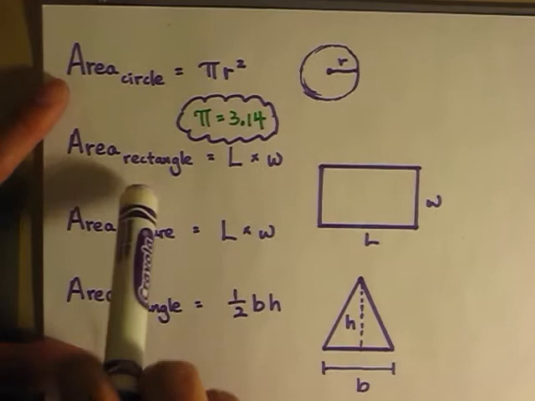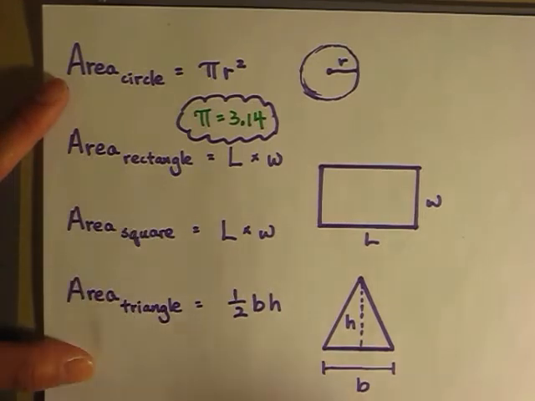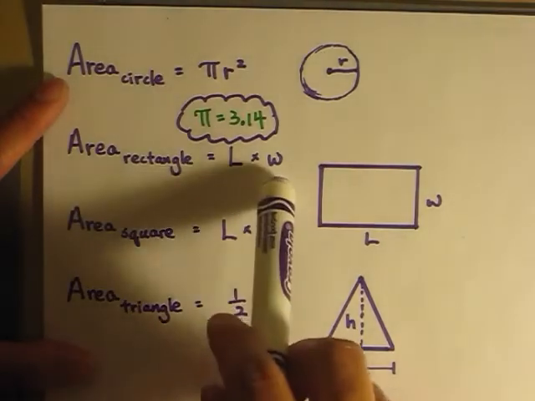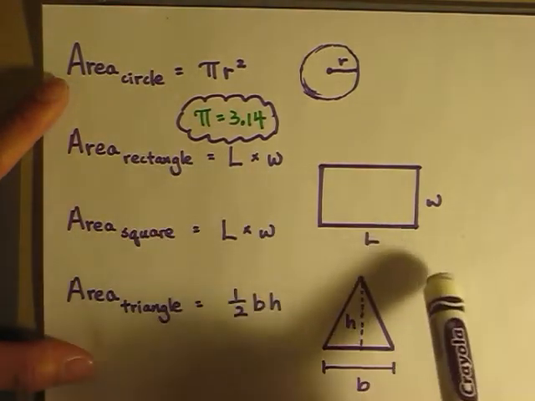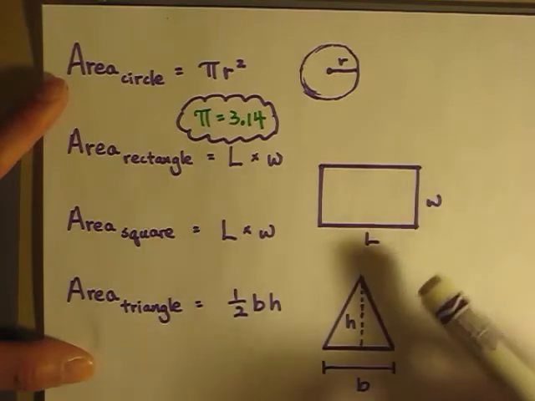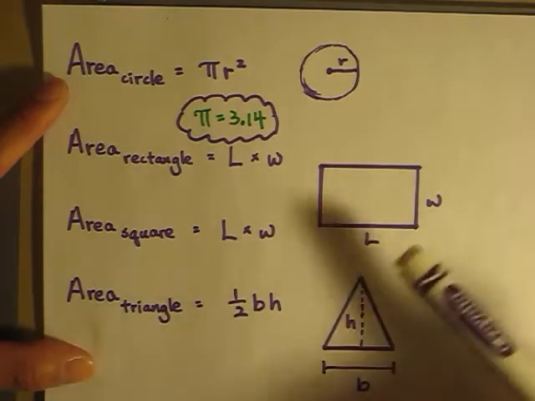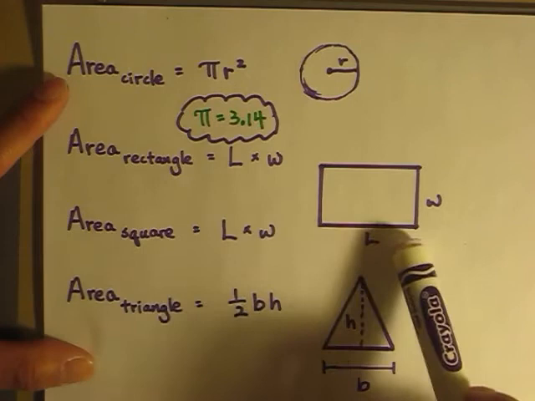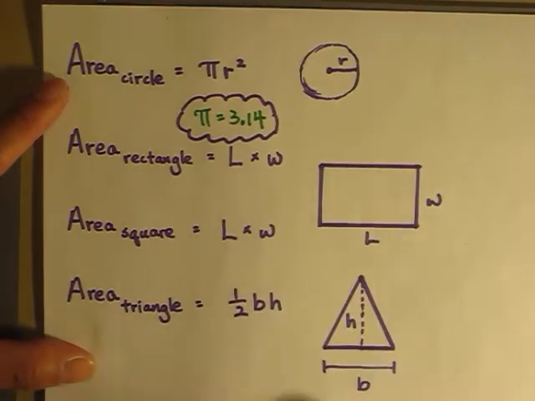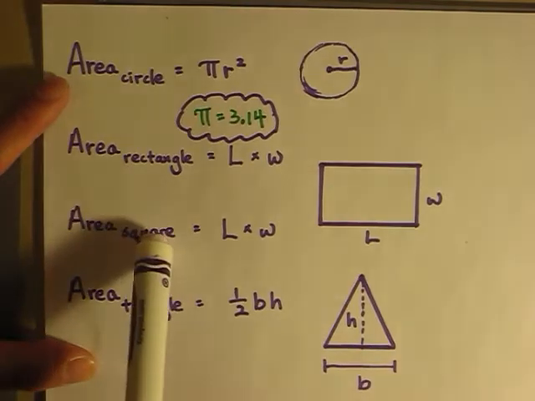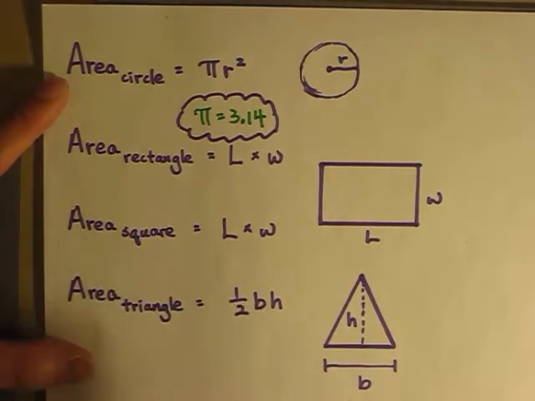Area of a rectangle and area of a square, well, they both have the same formula. It's length times width. Okay, L stands for length, W stands for width. Now looking at a rectangle, length is going to be the longer side and width is going to be your shorter side. Multiply them both together, you get your area of a rectangle or area of a square.